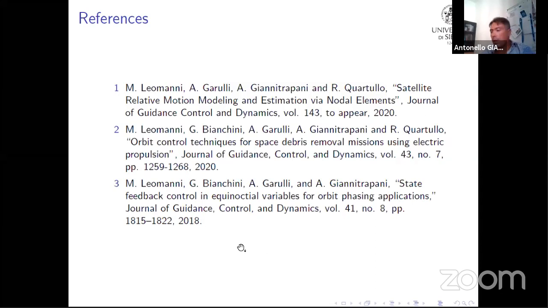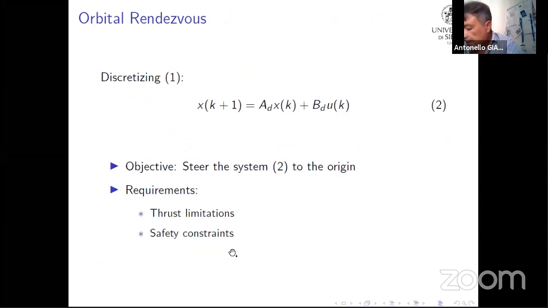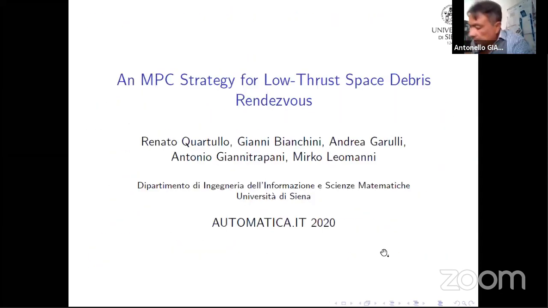You're welcome. Okay, thank you. So, Renato, yes, you can share your desktop. Yeah, that's good. Okay, so the next and last presentation of the session will be given by Renato Quartullo, and it is titled An MPC Strategy for Low Thrust Space Debris Rendezvous.